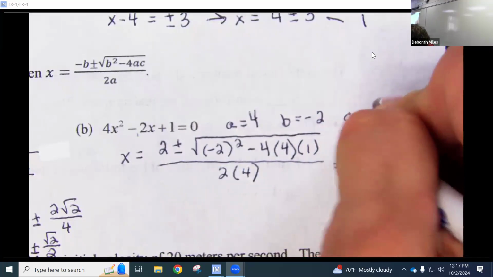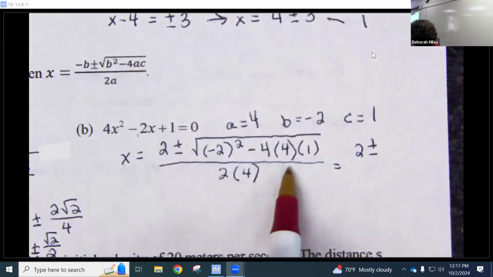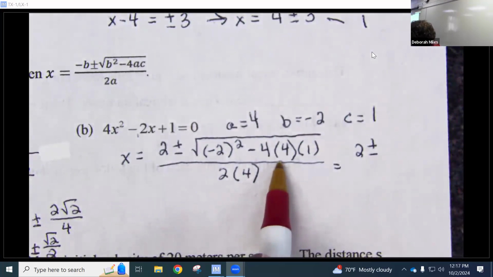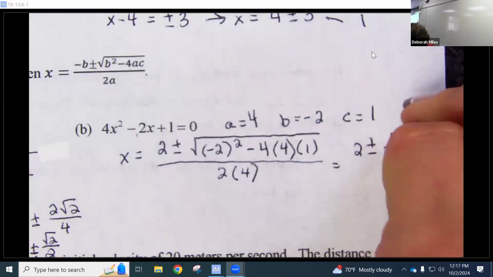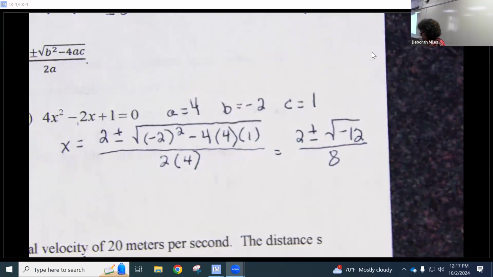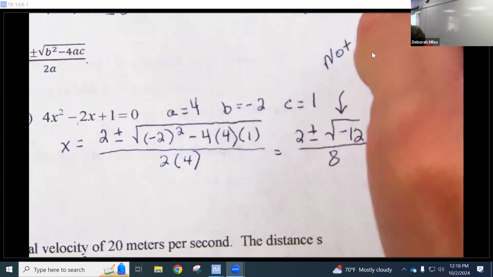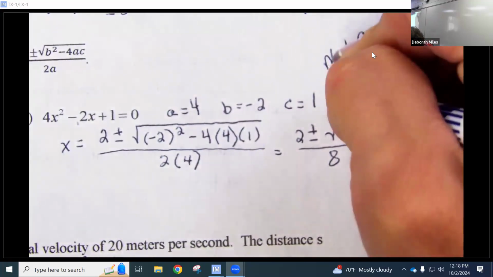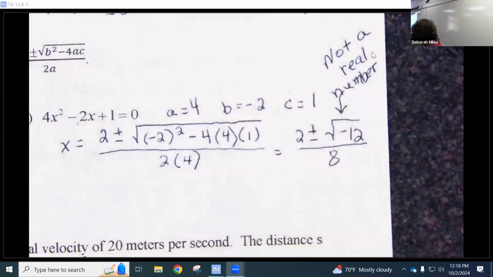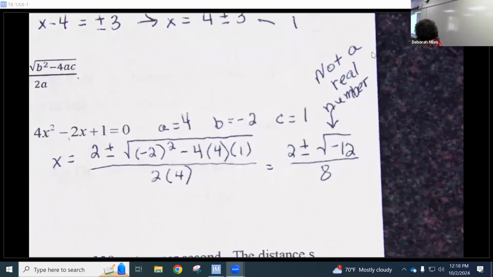Under the radical, that would clean up to be 4 minus 16. What's 4 minus 16? -12. All of a sudden, what do I know about this answer? It has a square root of -12 in it. It's not a real number. And so far, that's all we can say about it. It's not a real number. I don't know what it is.